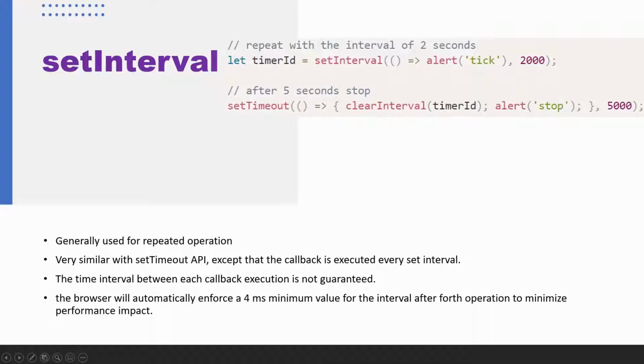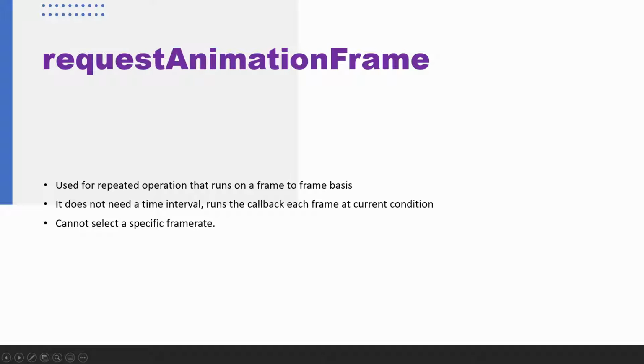For example, if you're running a specific callback 10 times, after the fourth time the browser will make sure that the interval will only run at a minimum of 4 milliseconds, to minimize the performance impact of the callback on your application. And the last one we're going to talk about is requestAnimationFrame.